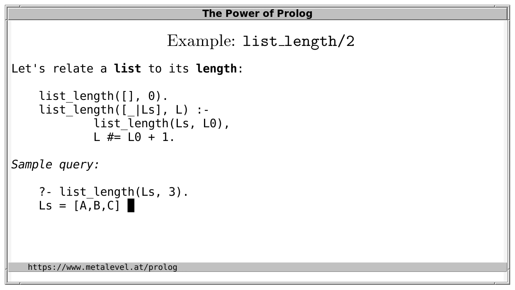Now, what about other answers? Well, on backtracking, we get non-termination. So from this interaction, we can't tell whether the program describes any other solutions too, because Prolog doesn't tell us anything beyond the first answer. It doesn't say that there is another answer too, and it also doesn't say that there is no other answer.